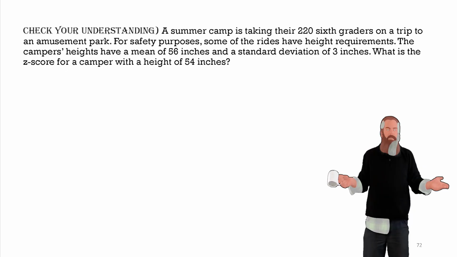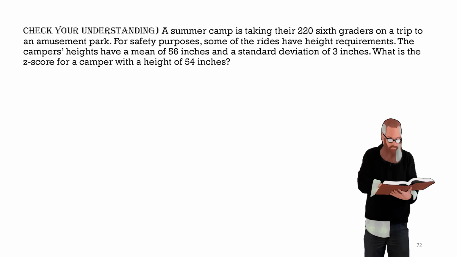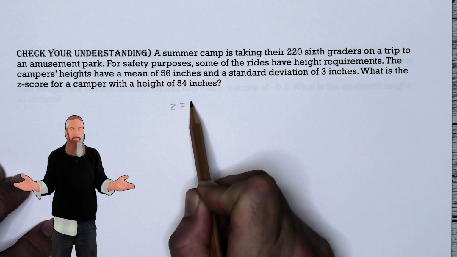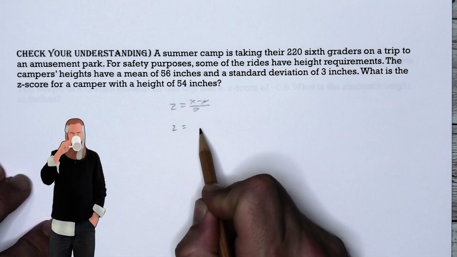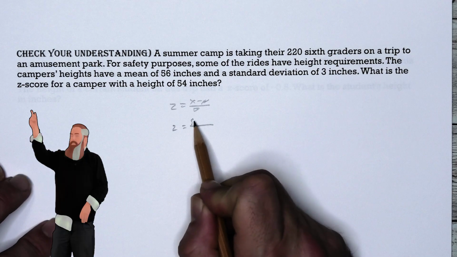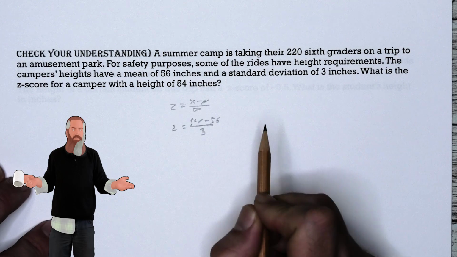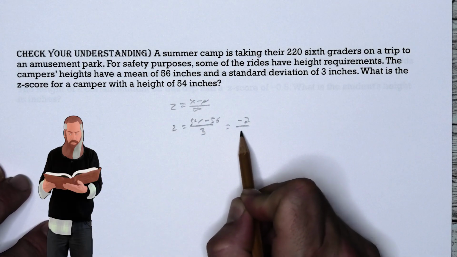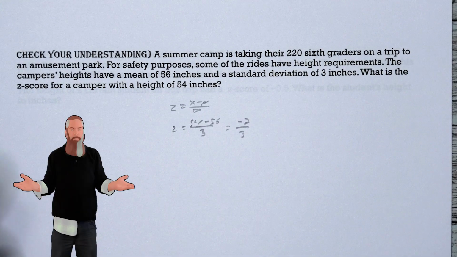Now let's check our understanding of this. A camper on a trip has a height of 54 inches. Express the height as a z-score and round to the nearest hundredth. So we already know that z is x minus mu divided by sigma. They're asking about 54 inches, with mu of 56 and sigma being 3. 54 minus 56 gives us negative 2, and this is over 3. So it represents 2/3 of a standard deviation below the mean.